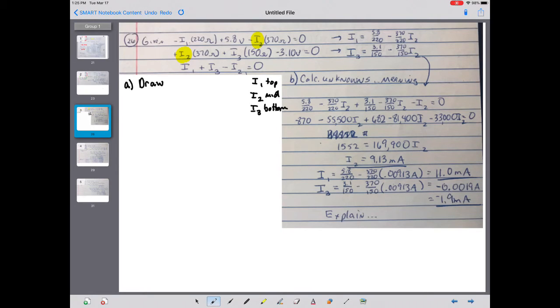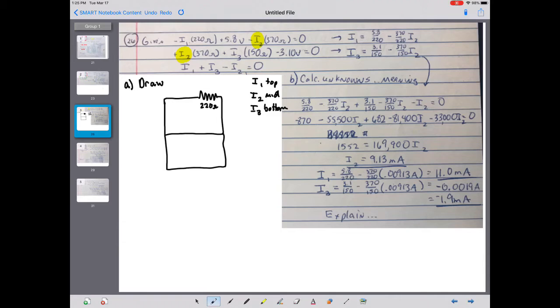Now, setting up from where we are, I'm going to draw just a generic circuit with two loops, and then I'm going to erase and add things in. Looking at the top equation that we were given, we've got a negative I1 times 220 ohms. So I'm going to make a spot there, and I'm going to add in a resistor.